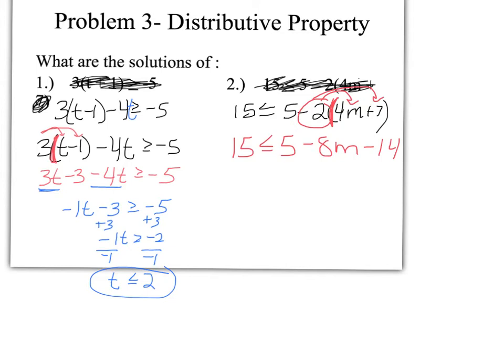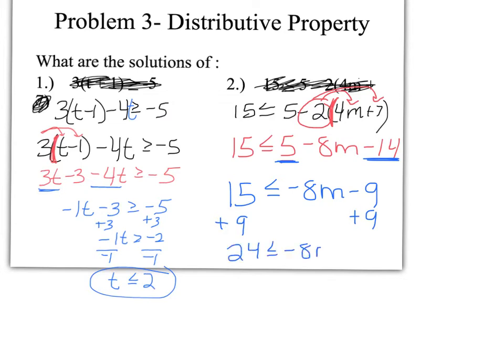Okay, this time we have numbers that are like terms. So 5 minus 14, we need to combine them. So we have 15 is less than or equal to 5 minus 14 is negative 9. So I'm going to write minus 8m minus 9. Then to solve for m, we need to add 9 to both sides. So we get 24 is less than or equal to negative 8m.